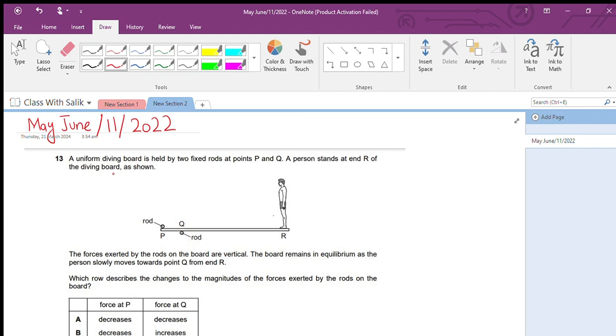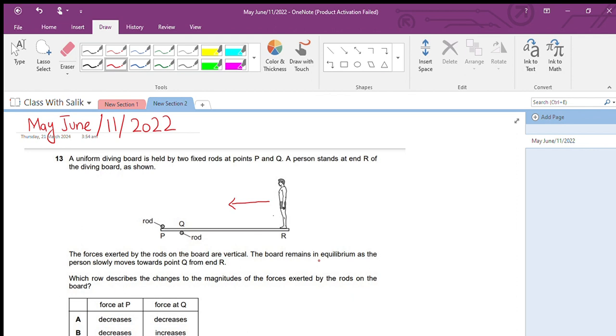It means that the force can be in the upward direction as well as in the downward direction. The board remains in equilibrium. It's a very important point that the board remains in equilibrium as the person slowly moves towards point Q from R. So they're trying to say that this man is moving towards point Q from point R, and the board remains at equilibrium. The question is basically that you have to find the changes in magnitude of forces on P and Q.